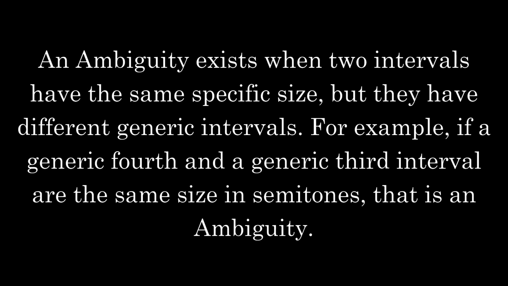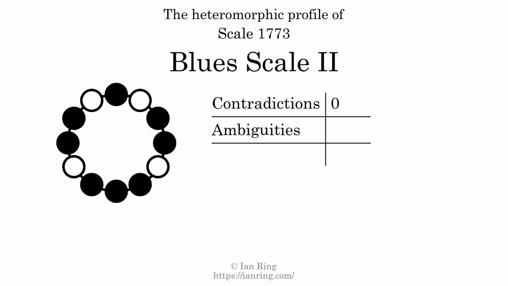An ambiguity exists when 2 intervals have the same specific size, but they have different generic intervals. For example, if a generic fourth and a generic third interval are the same size in semitones, that is an ambiguity. The number of ambiguities in this scale is 32.